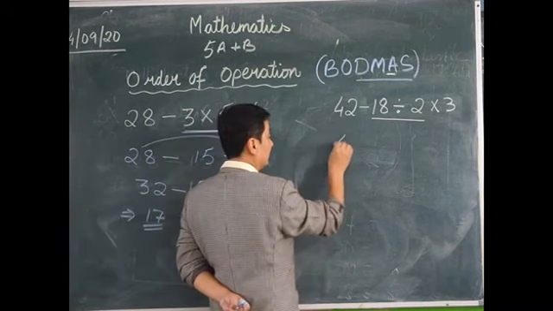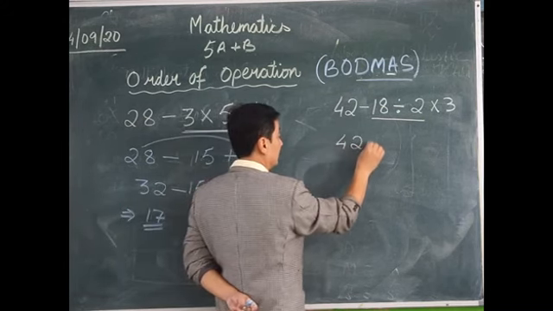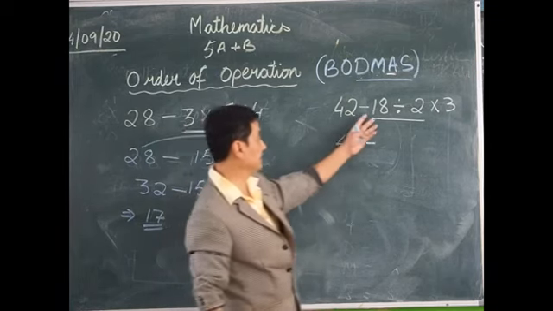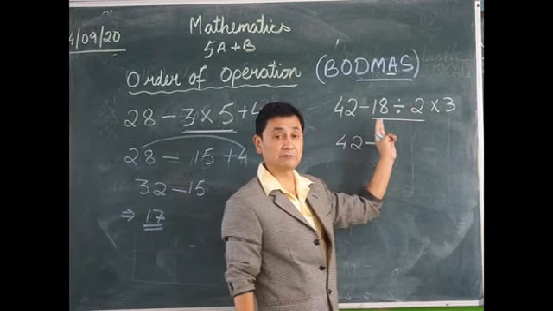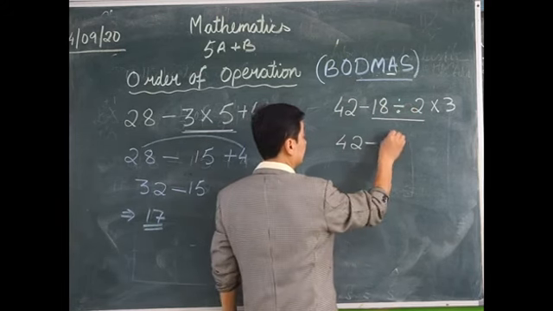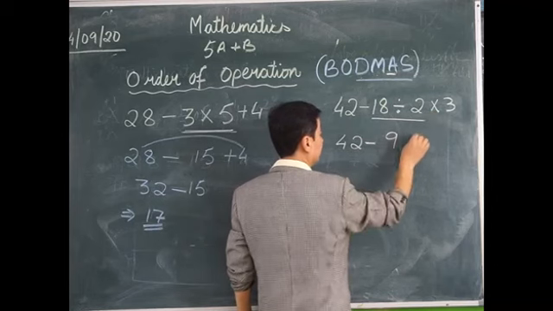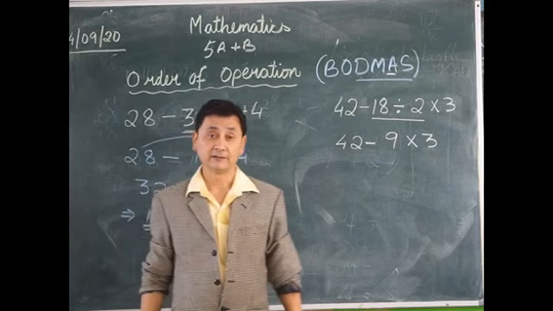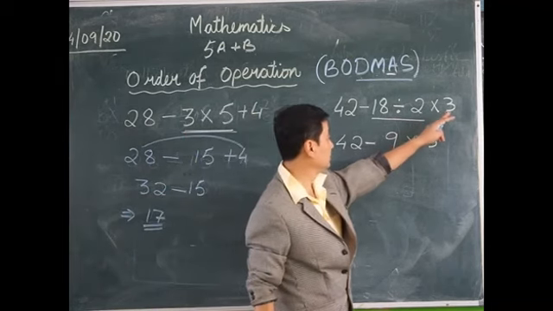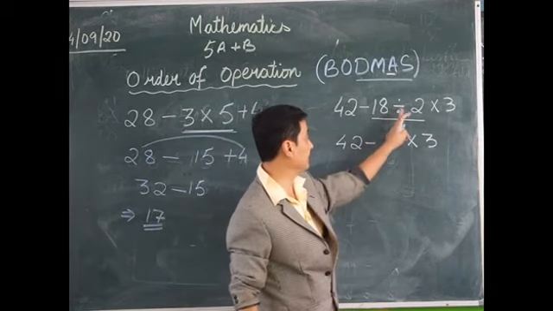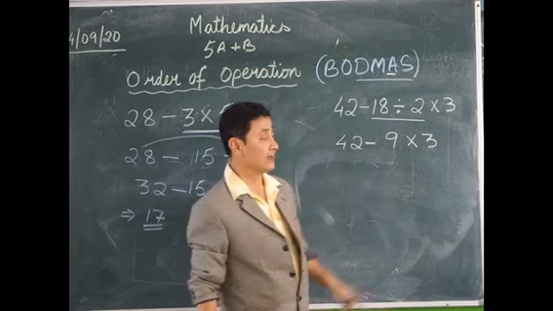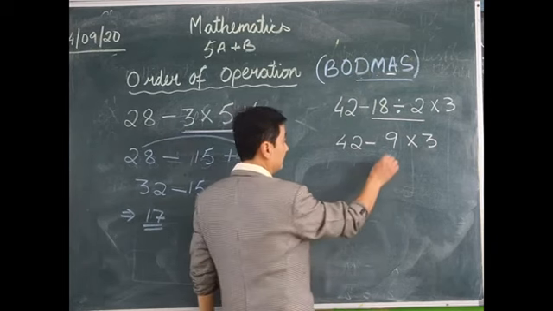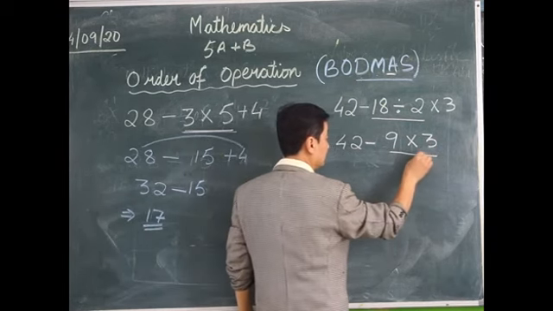So we bring down 42. We write the sign minus because minus is there. Now 18 divided by 2. 2 goes into 18 how many times? 9 times. What does it say? Into 3. I've written that down. We have done only 18 divided by 2, 9. Now, what does the next step say? We must do multiplication. So we must multiply these two.